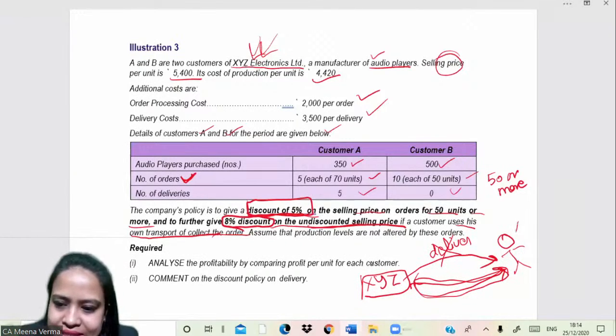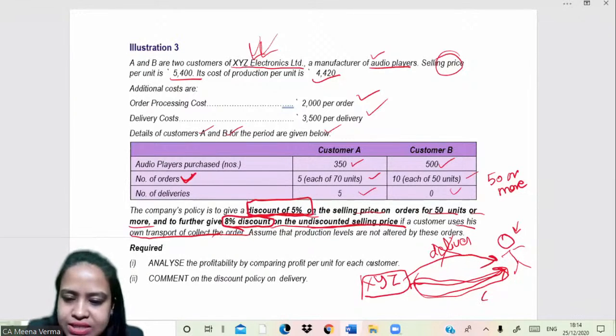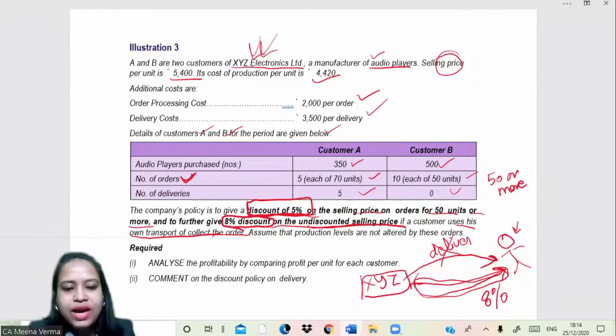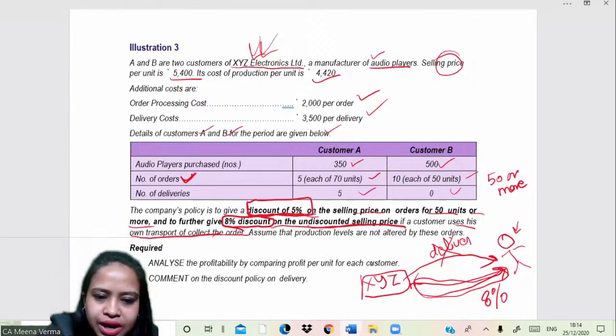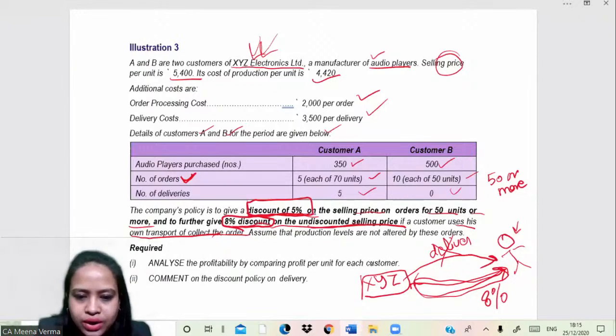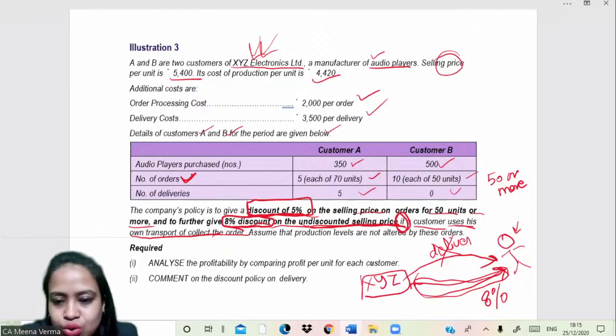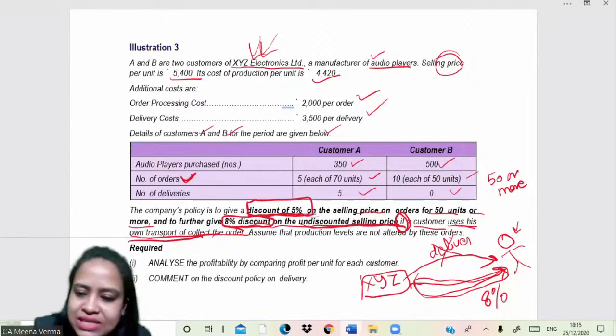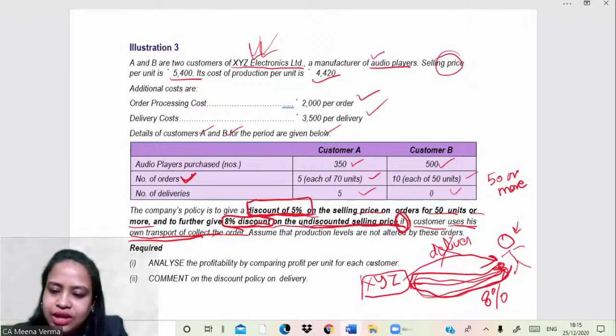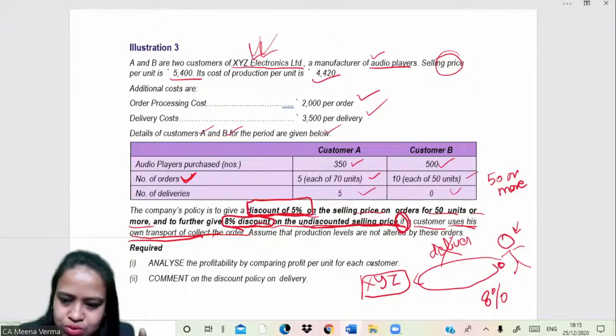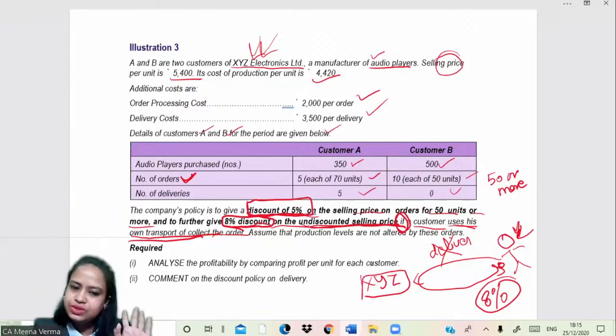In that case, this customer will get an extra discount of 8%. Where is it mentioned? It is mentioned here: further 8% discount on the undiscounted selling price if a customer uses his own transport, means he goes to the company, takes the order and takes it home using his own transport. In that case, this customer will receive 8% more discount.